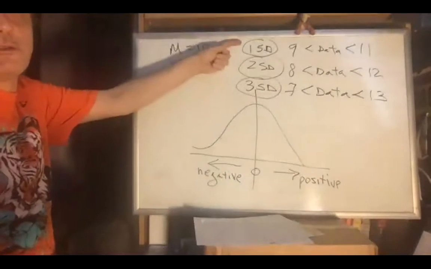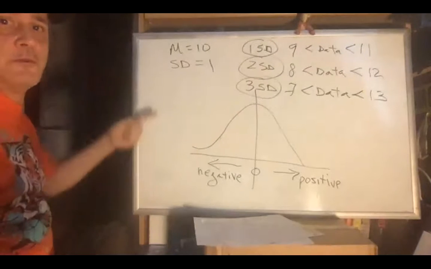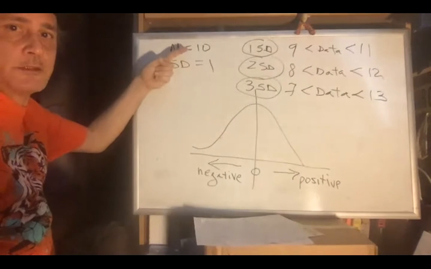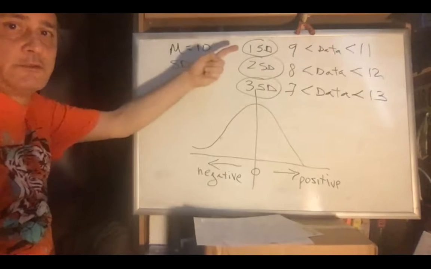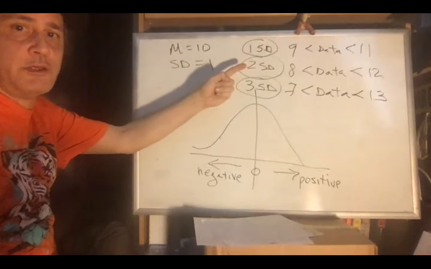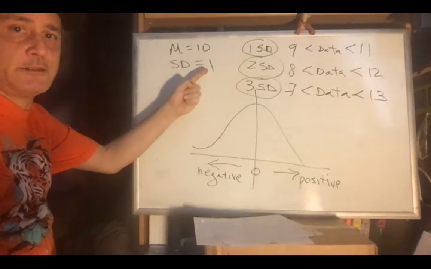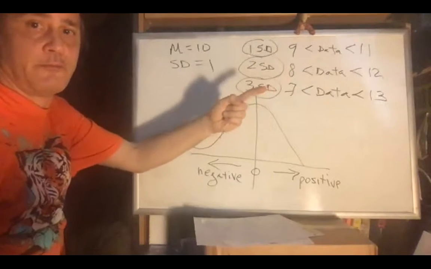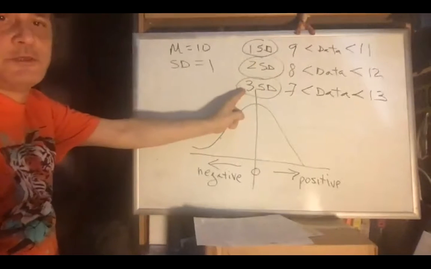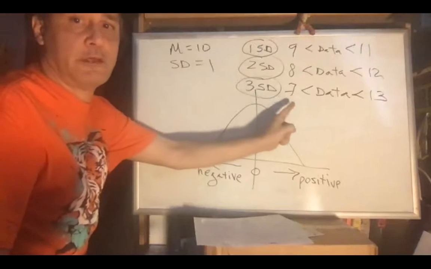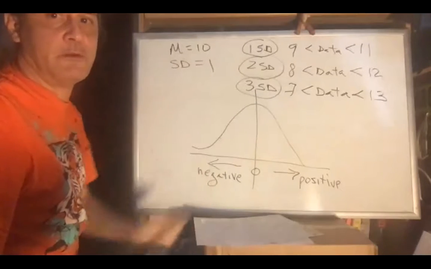Okay, so these are called the standard deviation intervals. You create them by adding to the mean and subtracting from the mean. 1 standard deviation, you're adding the 1 once, subtracting the 1 once. 2 standard deviations from the mean, you're adding the 1 twice, you're subtracting the 1 twice. That's why you get 8 and 12. 3 standard deviations from the mean, you're adding the 1 3 times and subtracting the 1 3 times. That's why you get 7 and 13.